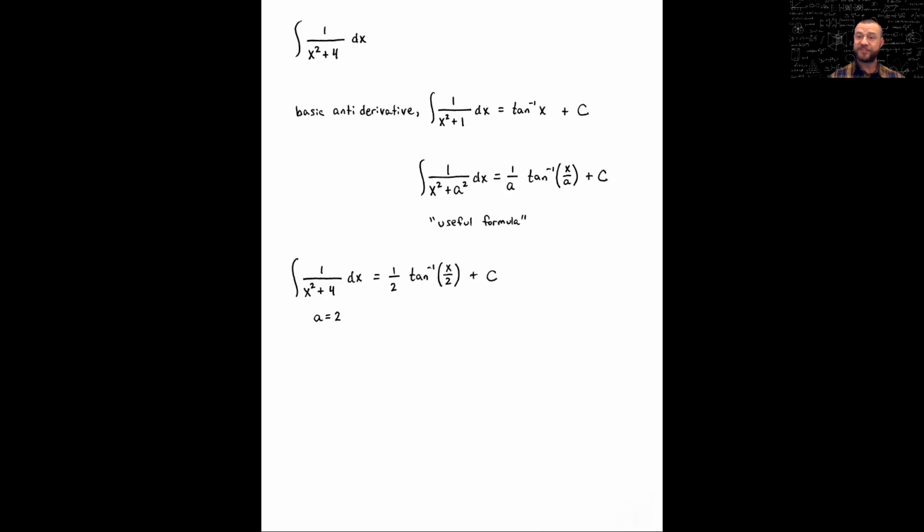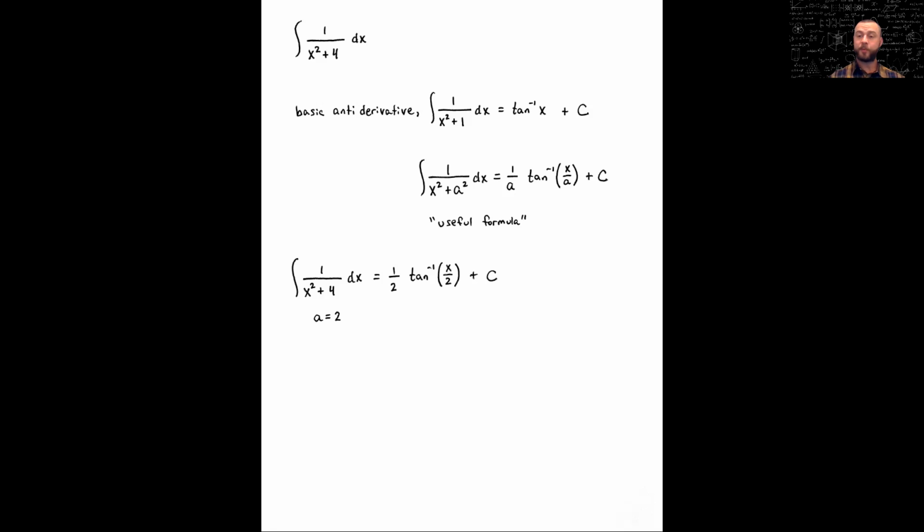All right, now our denominator doesn't have x squared plus 1, but x squared plus 4. You can do this with a substitution, but we're just going to state this as a useful formula, which ideally I'd like you to memorize. If we have an integral of 1 divided by x squared plus a squared, where a is a number, the antiderivative is an inverse tangent, but it's a little more complicated. It comes out to be 1 over a times inverse tangent of x divided by a plus c.